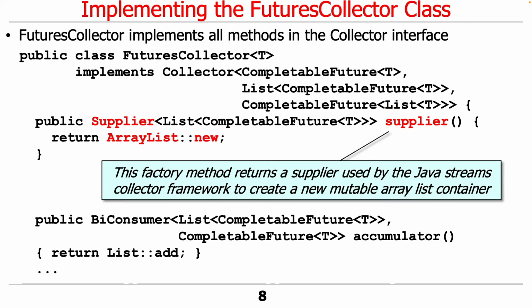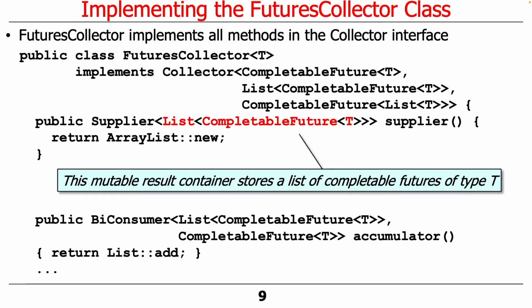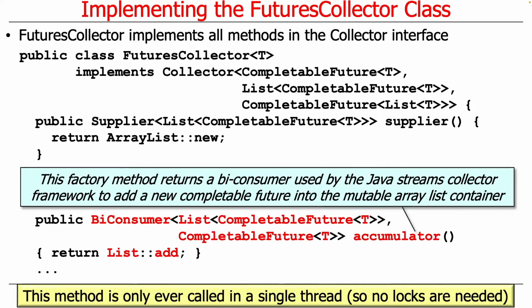So let's start by talking about the factory methods that are involved. The first one is the supplier factory method. And this returns a supplier that the Java Streams collector framework uses to create a new mutable result container, which in this case is an ArrayList container. And you can see we return an ArrayList constructor reference, which when invoked, when the get method is called by the stream framework, it'll make a new ArrayList. And that'll be used internally to be the mutable result container object. This is the type that the container will store. So it'll be a list of completable futures to T, or an ArrayList of completable futures to T.